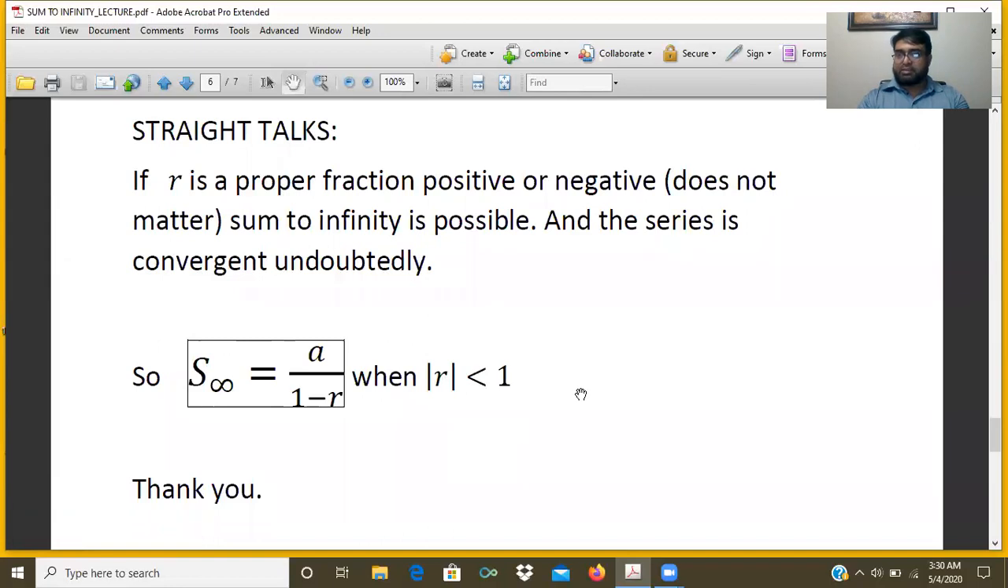Okay, thank you very much. I think you have understood when sum to infinity is possible, because there is a confusion among the students that when r is a negative value, like -2, -3, it is less than 1, but they don't understand whether sum to infinity is possible. Actually, the modulus function on this type of value does not give you a value less than 1, so it is not a convergent series in that case. So remember this: only when r, the common ratio, is a proper fraction, positive or negative doesn't matter, is sum to infinity possible.